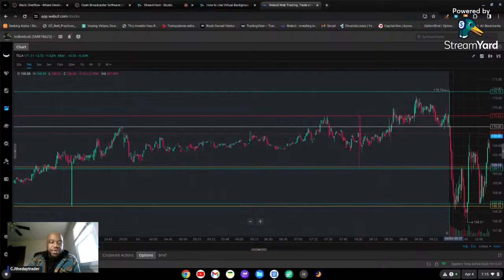let's just say it never made it to this second level of support. Let's say it just stopped right here and bounced back up. That would not have been a good risk to reward, even though my risk is pretty much this red line here, that is my out, and all of this is my risk, yes. But if we're shorting into demand levels, that's not really the best thing to do.